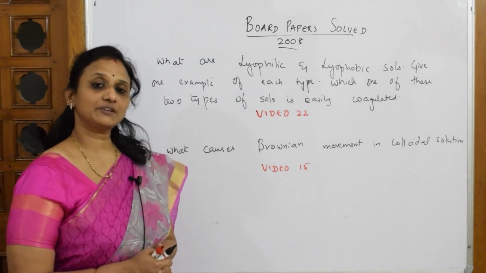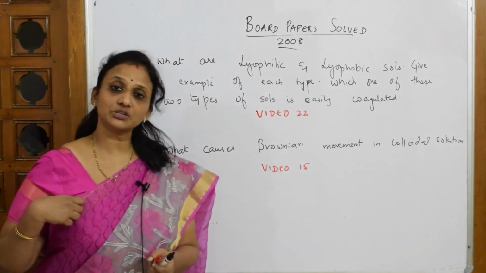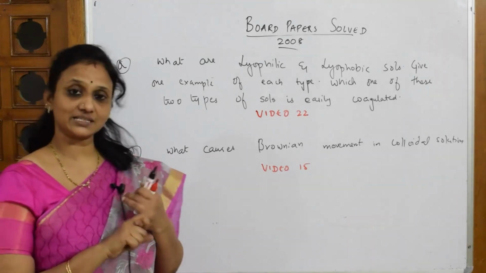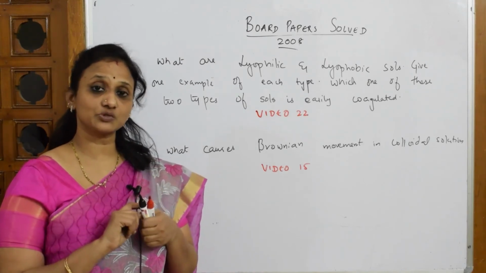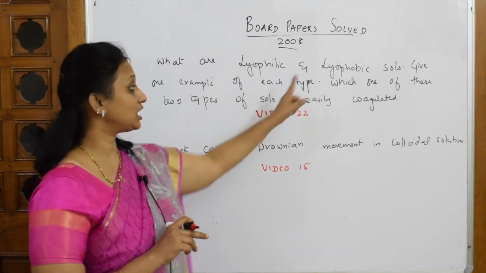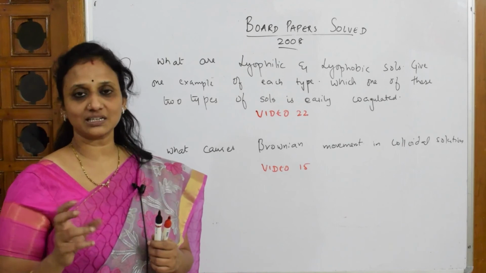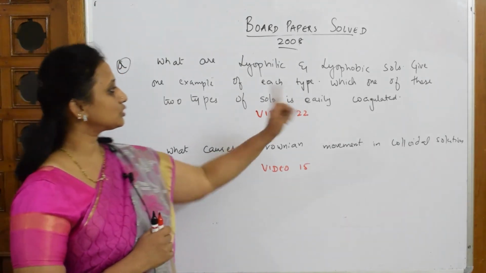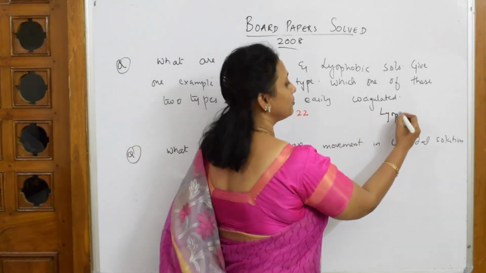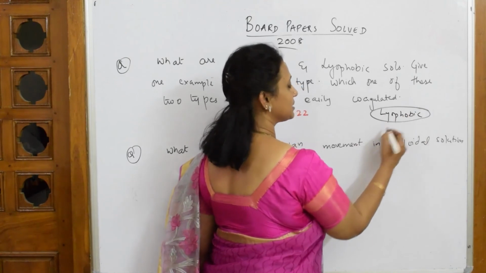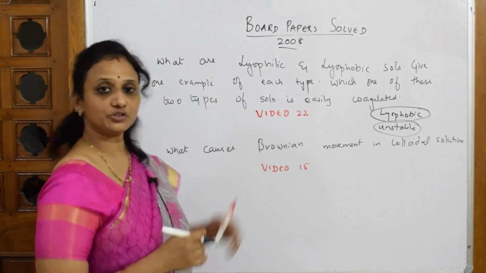When I taught you the differences between lyophilic and lyophobic salts, I asked you to remember one concept, that is IRS. I stands for intrinsic, R stands for reversible, S stands for stability. So among both, which is more stable? Lyophilic is stable, lyophobic is unstable, remember. Whichever is unstable will get coagulated faster. So what do they ask? Which of the two types of salts are easily coagulated? The answer would be lyophobic. Why? Because it is unstable. That's it. You're going to write your answer like that. So watch video number 22.